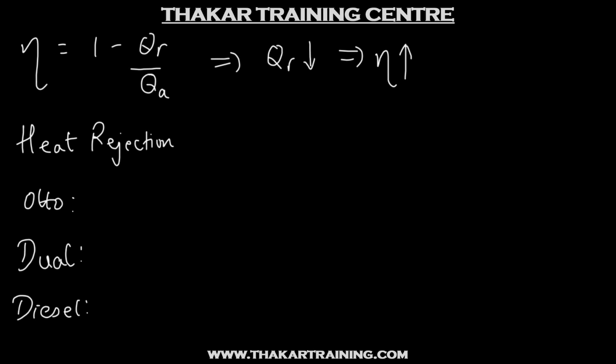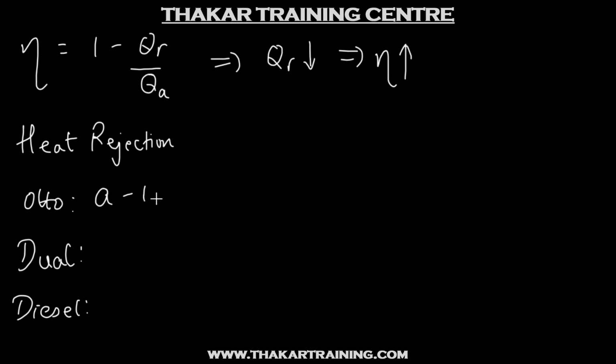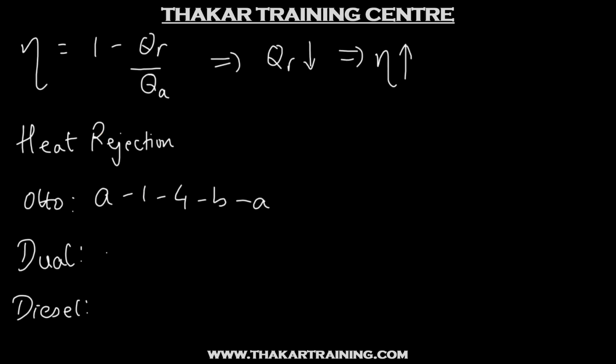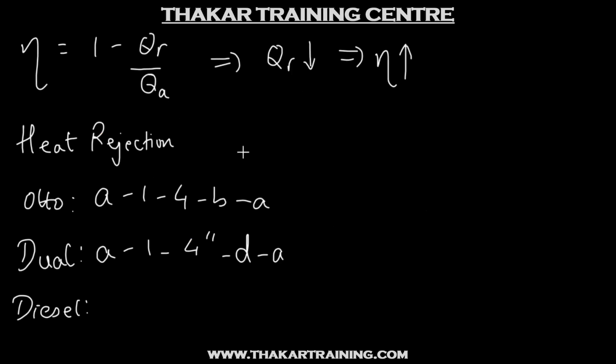Okay. So the area for Otto cycle heat rejection is A14BA. This is the heat rejection of Otto cycle, A14BA. Then for dual cycle it is A14DA. And for diesel cycle it is A14CA.